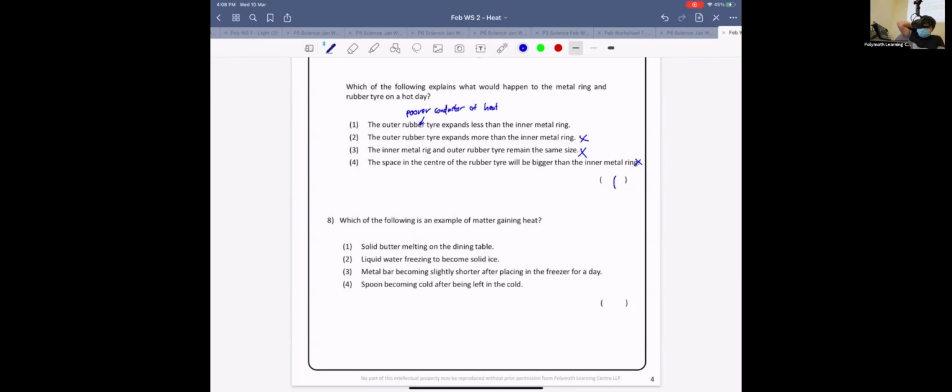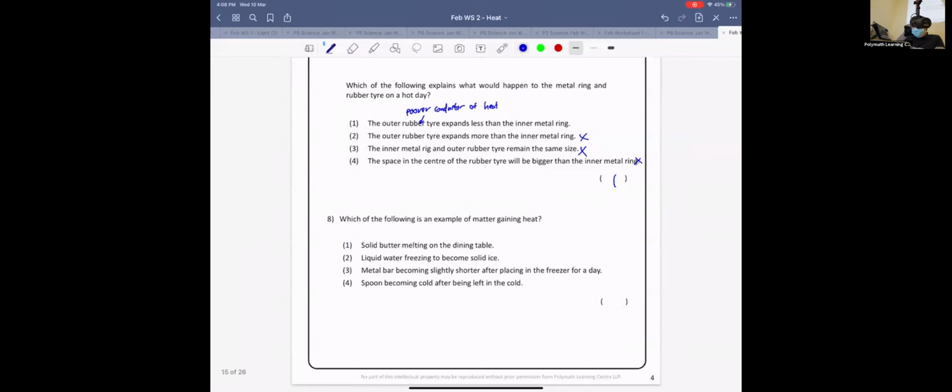Okay? Which of the following is an example of metal gaining heat? Solid butter melting on the dining table. Is it gaining heat? Yes. It is gaining heat. Liquid water freezing into solid, that is losing heat. Metal bar becomes slightly shorter after placing in a freezer. Losing heat, that's why it contracts. Spoon becomes cold again, losing heat. The only thing that gains heat is the butter, which gained heat and melted. Okay?